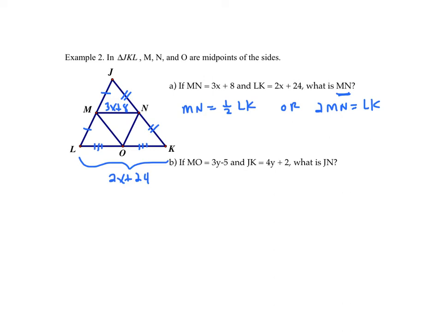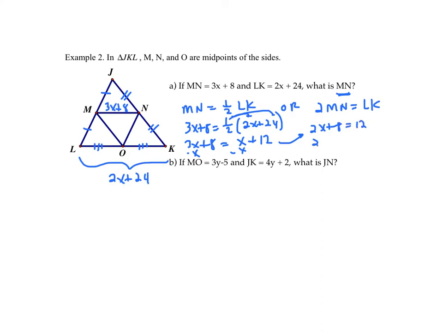So MN is equal to 3x plus 8. And I'm going to go ahead and use this first way. We'll take 1/2 of line segment LK, 2x plus 24. When I distribute the 1/2, it's going to leave us with 3x plus 8 equals x plus 12, because half of 2x is 1x, half of 24 is 12. So continue to solve for x, subtract x from both sides, and that leaves us with 2x plus 8 is equal to 12. Subtract 8 from both sides, we get 2x equals 4, or x equals 2.